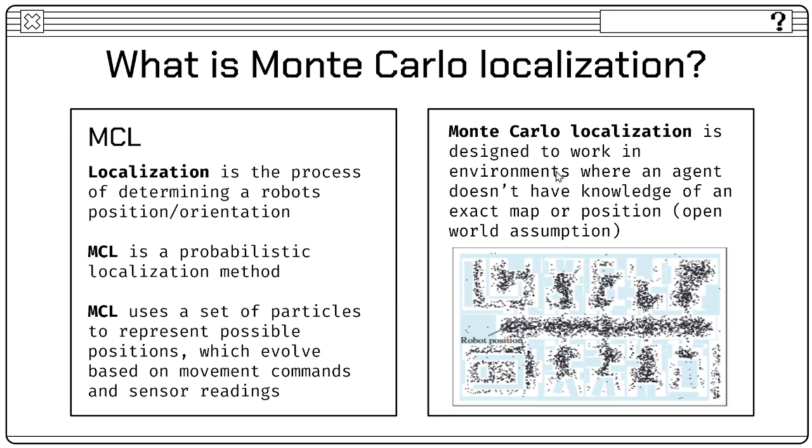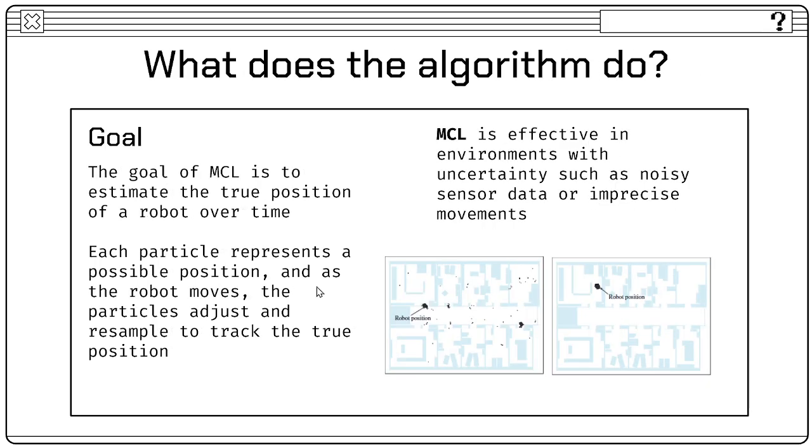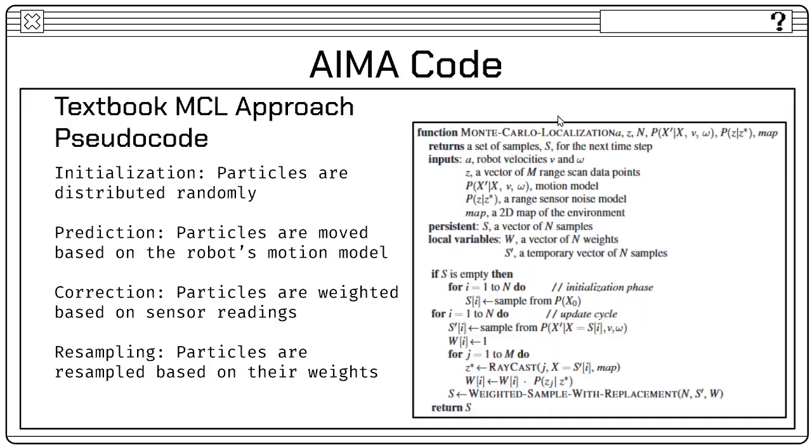So it's designed to work in environments where an agent doesn't have knowledge of the exact map or position, which is kind of the open world assumption. The goal of MCL is to estimate the true position of a robot over time. So each particle represents a possible position, and as the robot moves, the particles adjust and get resampled to track onto the true position, which you can kind of see going on down here. This is from the textbook. It's effective in environments with uncertainty, where your sensor could be noisy or your movement data could be noisy.